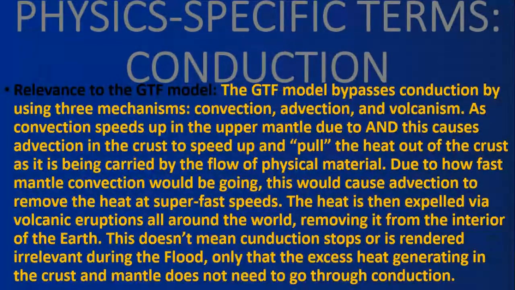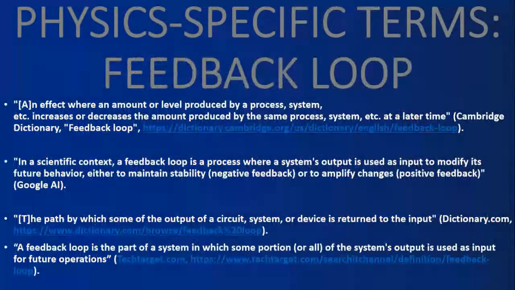All right, here's some more quotes. This one's for feedback loop. We're going to be talking about feedback loop. I did some of these definitions also in my original video on the depth of the heat problem. An effect where an amount or level produced by a process, system, etc., increases or decreases the amount produced by the same process, system, etc., at a later time.